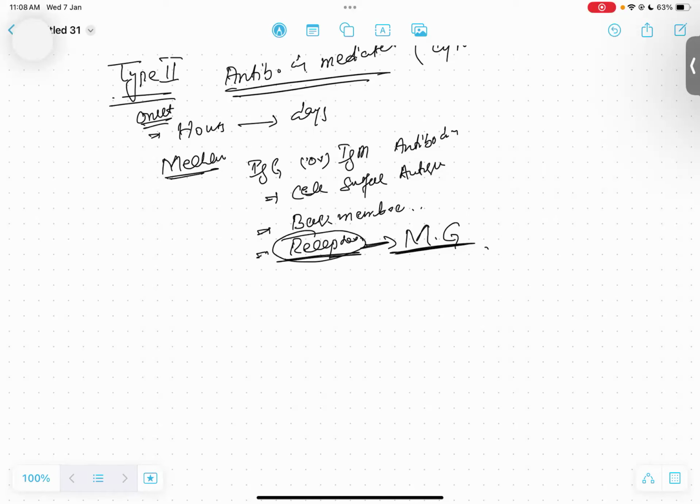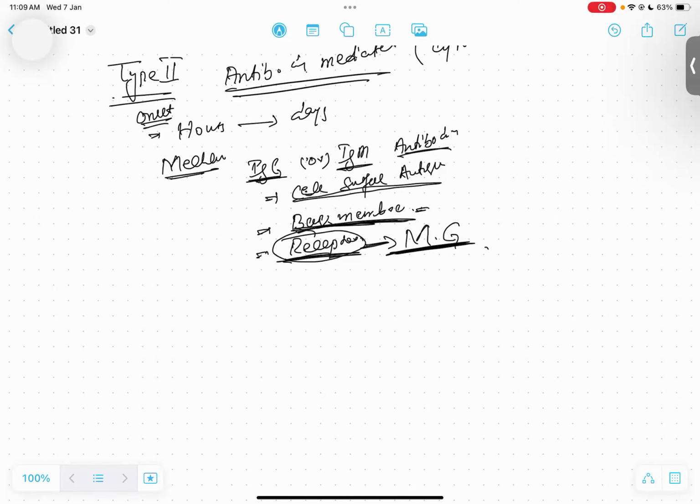Good pasture, and which other disease? Autoimmune hemolytic anemia, myasthenia gravis and Goodpasture, these types of diseases. We're going to discuss the examples as well. So this is the mechanism: these IgG and IgM antibodies attach to the cell surface antigen, basement membrane and receptors. The basement membrane involvement leads to Goodpasture syndrome.